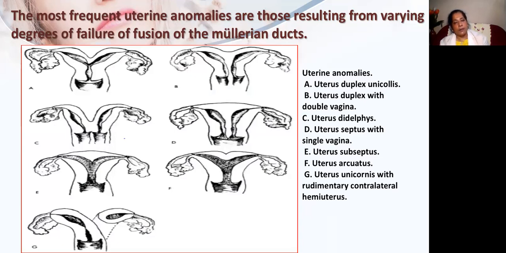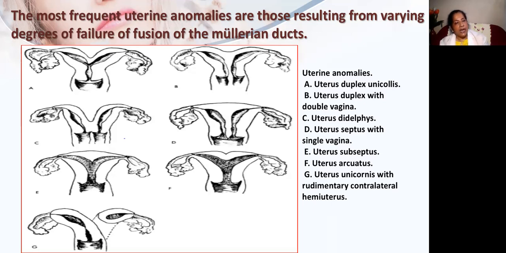There's one cervix but two horns of the uterus. B is uterus duplex with double vagina, so fusion is there up to the level of the vagina. C is uterus didelphys, completely separate two parts of the uterus, cervix, and vagina. E is septate uterus. Only a portion of the septum has failed to resolve.